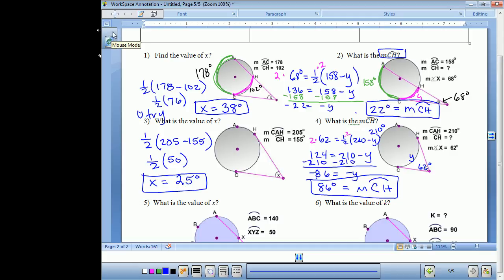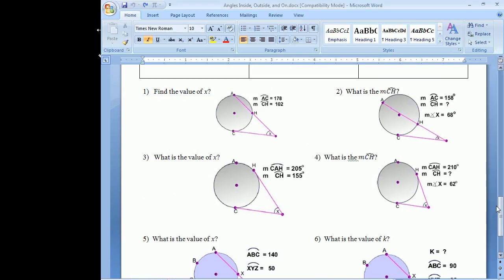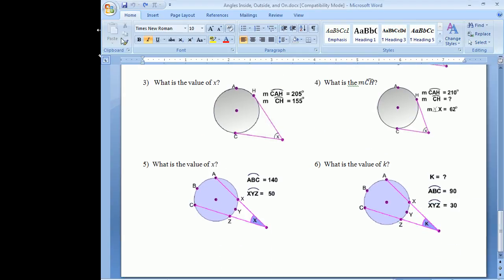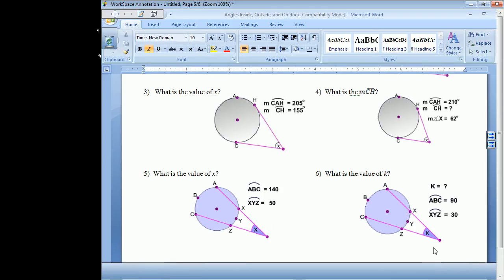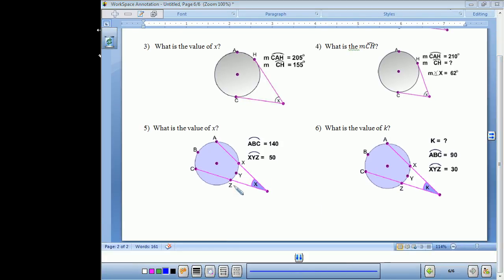Okay, we ready for the last two? Alright, so here's the last two. Now this time, we have two secants on both of these, but it's the same idea. When it's an outside angle, it's half the difference. So ABC, this should say the measure, whoopsie. The measure of arc ABC is 140. And the measure of arc XYZ is 50. Find X. You try.